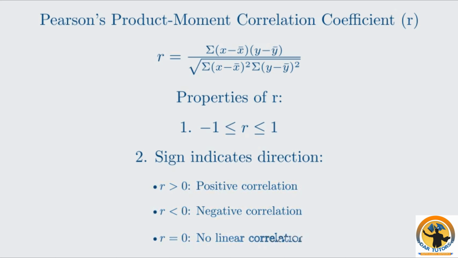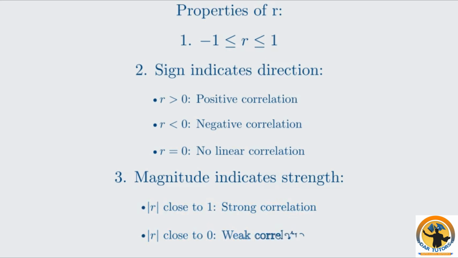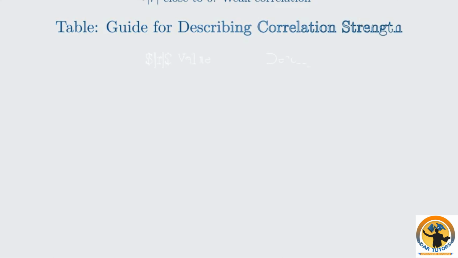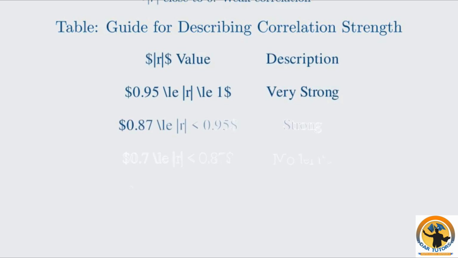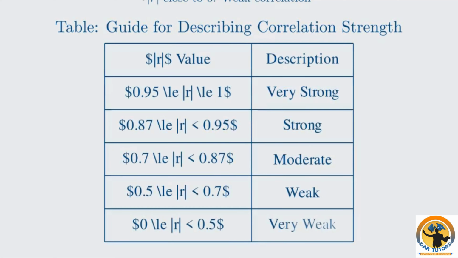If r is exactly 0, there is no linear correlation. Third, the size or magnitude of r tells us the strength of the correlation. A value close to +1 or -1 indicates a very strong linear relationship. A value close to 0 indicates a very weak linear relationship. To help us interpret the strength, we can use a guide. This table provides a general framework. For example, an r value between 0.87 and 0.95 is considered a strong positive correlation. Remember, these are guidelines, and the context of the data is always important.